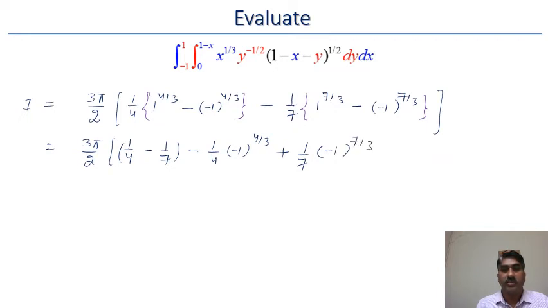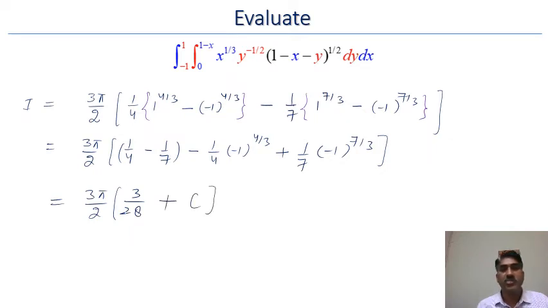This part needs to be evaluated with the help of complex numbers. So you can evaluate the first part easily, and this becomes 3 pi by 2, and this is (7 minus 4) by 28, meaning 3 by 28, and let us write the second part as C.